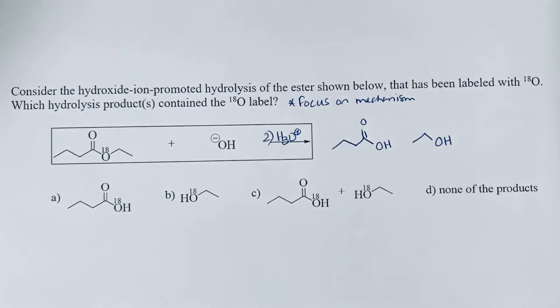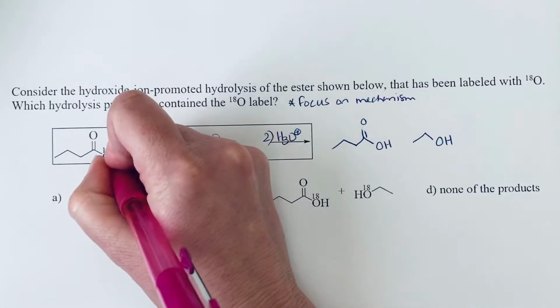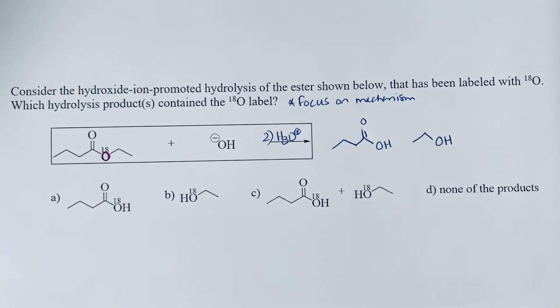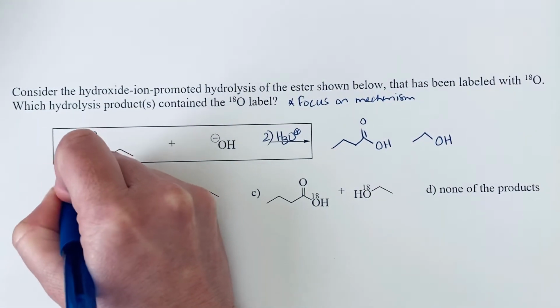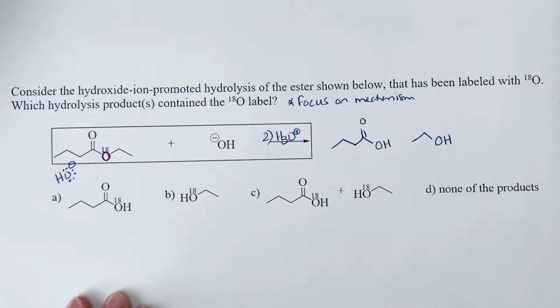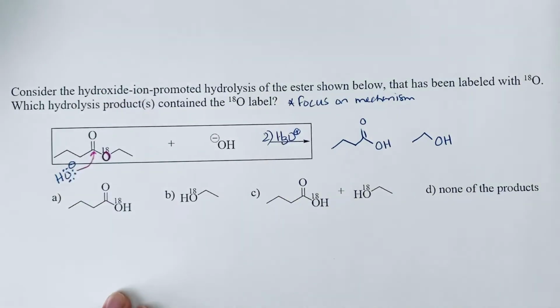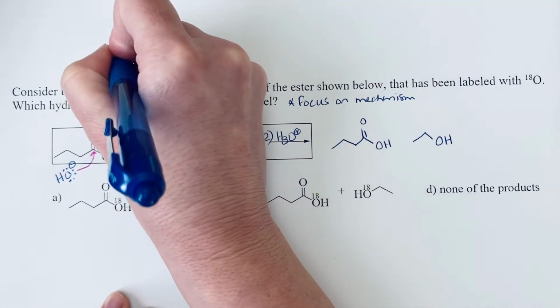So this question is asking us the fate of this oxygen atom. This is the one that we're focusing on, so we want to know where that ends up. If we draw the mechanism, that should tell us. When you have a base-promoted hydrolysis, your base is a strong nucleophile, because it is hydroxide ion. That strong nucleophile is going to attack the electrophilic carbon and then break the pi bond, pushing the electrons up onto the oxygen. The result of that is a tetrahedral intermediate.